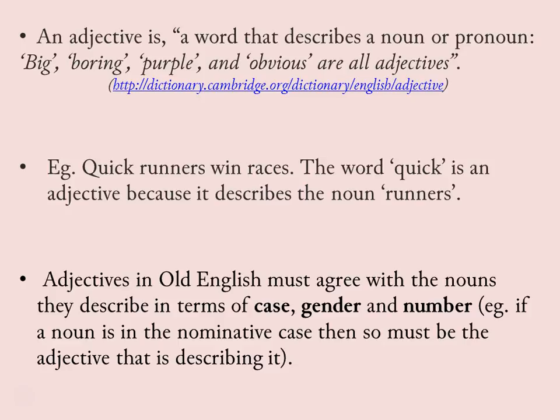Let's have a look at a particular sentence. Quick runners win races. So the word quick is an adjective because it describes the noun runners. There's an important rule in Old English that all adjectives must obey, whether they belong to the strong or weak declension: they must agree with the nouns they describe in terms of the case, gender and number of that noun. So if a noun is in the nominative case, then so must be the adjective that is describing it. If a noun is in the plural, then so must be the adjective that describes it.